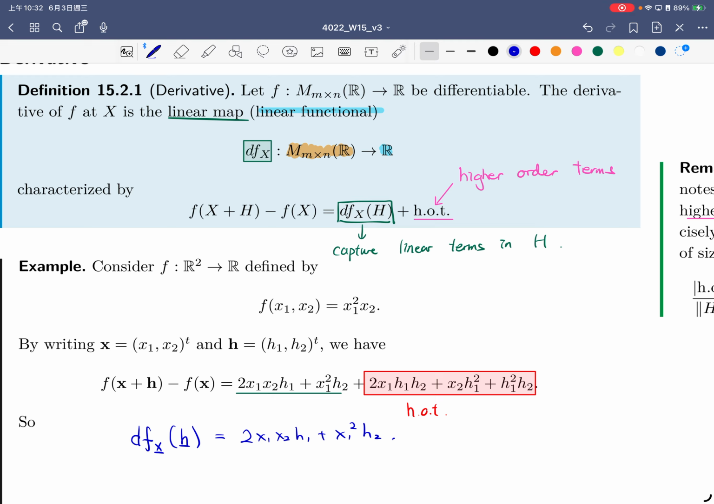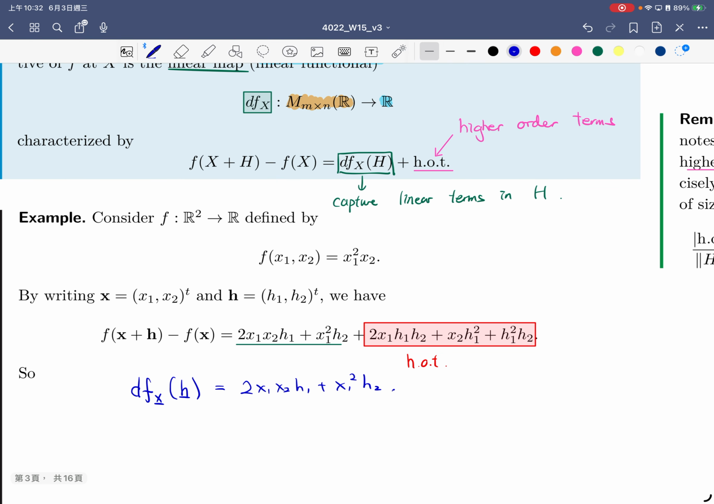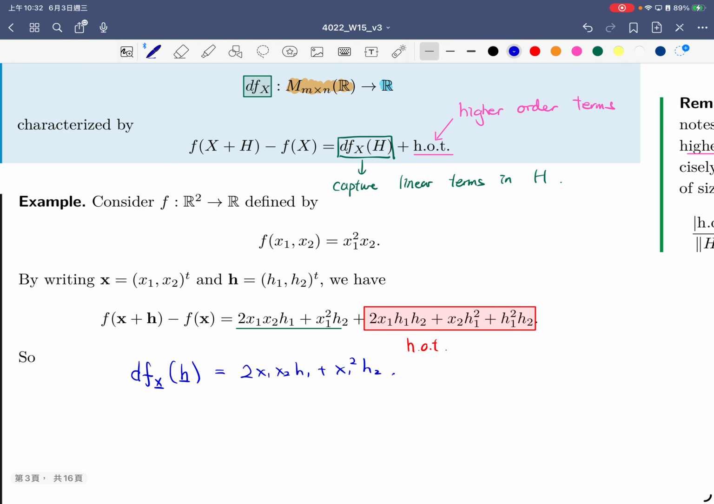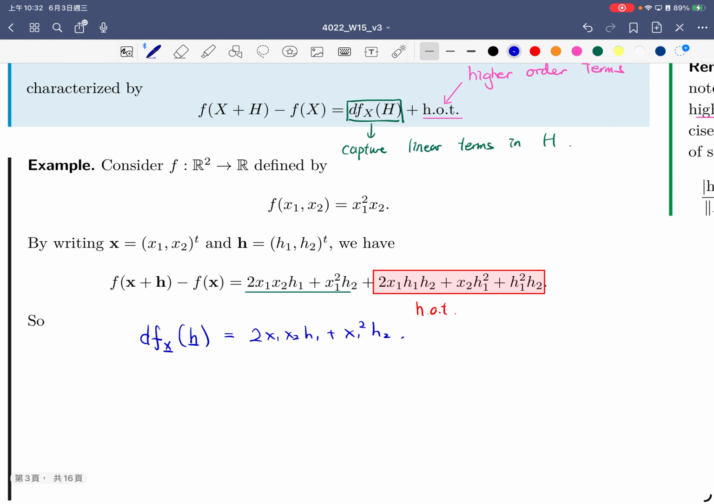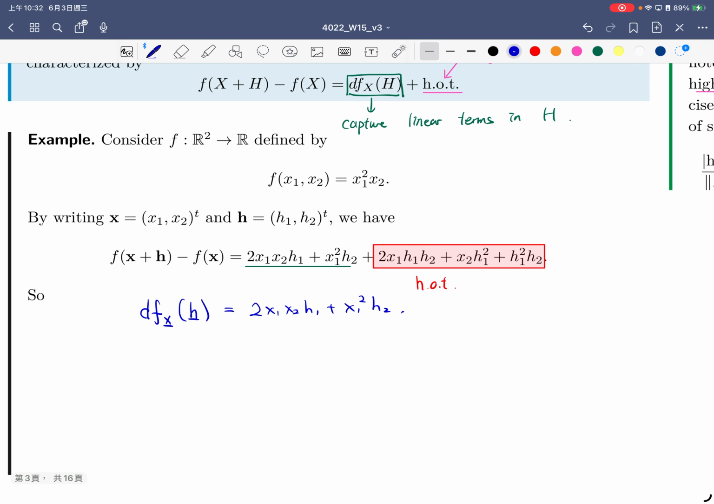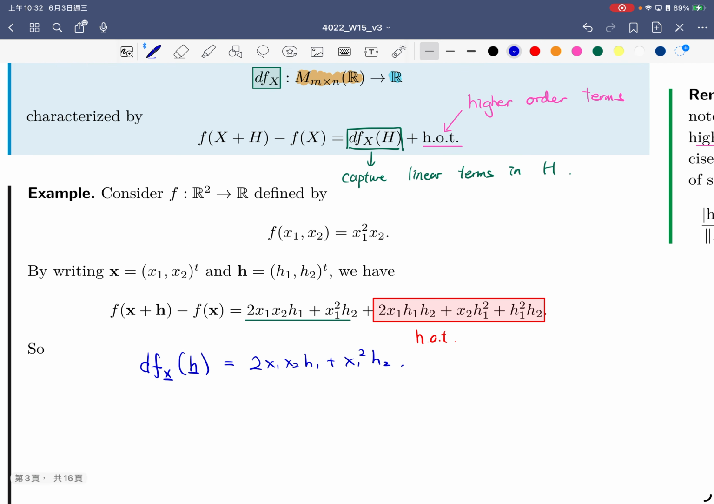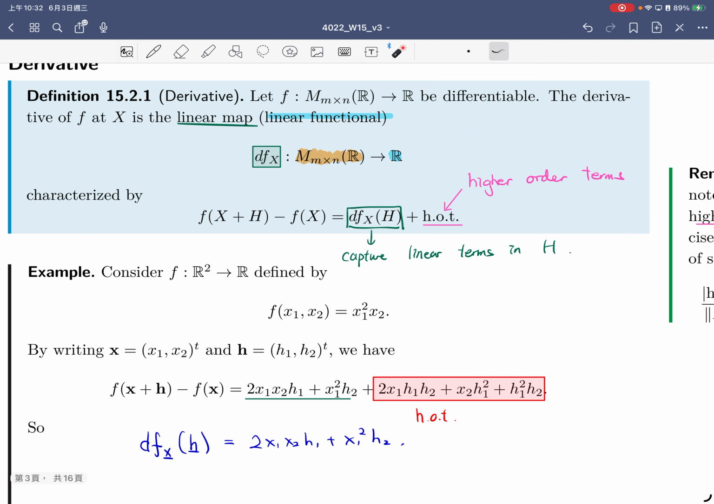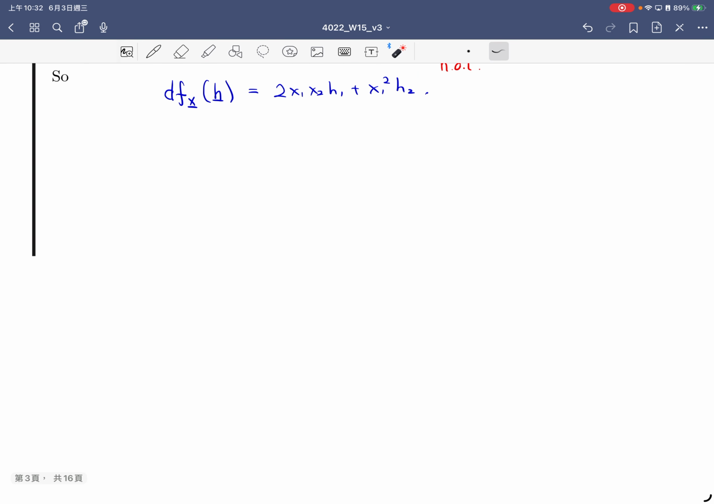So this is what the derivative is in this example. It's a linear map in H. It's easy to check, this is linear in H. But I want to do one thing more. So how do I define derivative? Derivative is defined to be a linear functional, i.e. an element in the dual space of the space of matrices. So let me write it at the bottom.